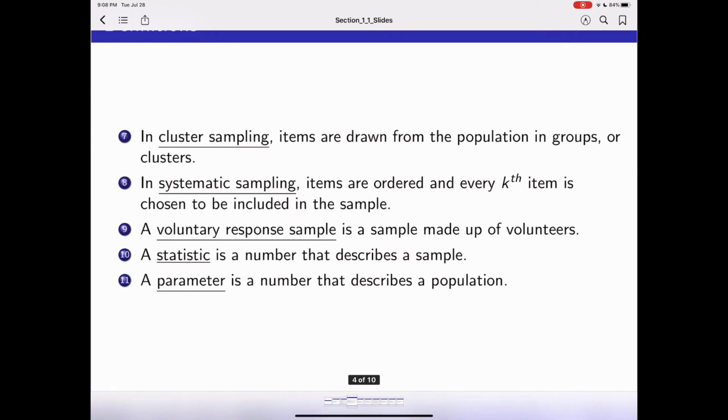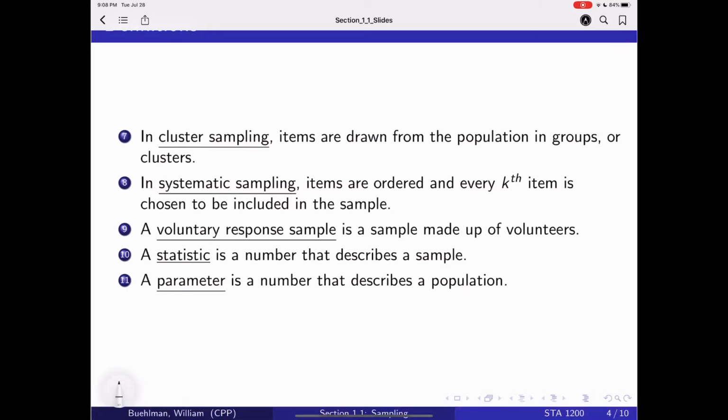So we have cluster sampling. Items are drawn from a population in groups called clusters. So in cluster sampling, let's say we have the same 15 people. Here they are. But the difference is this time, instead of picking randomly within the strata, we're going to pick a whole group at random and use everybody. So we will use all 5 people instead of randomly picking one from a group. So we randomly pick the group instead of one from each group.